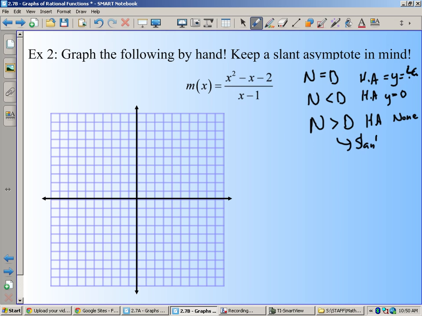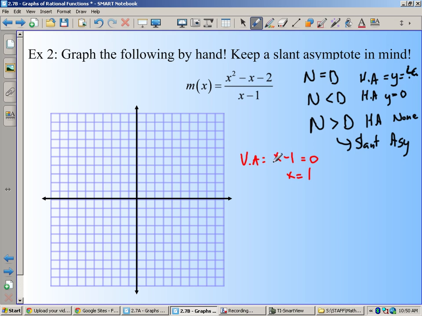Okay, and so that's what's going to happen here, and we're going to talk about how you get that first of all. So I'm going to factor the top just to kind of keep an eye on things here and see what we get. I know I have a vertical asymptote. Vertical asymptote will be x minus 1 equals 0, so x will equal 1. And so that's where I get my vertical asymptote at x equals 1.